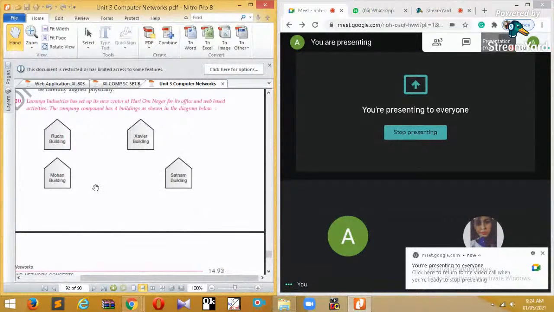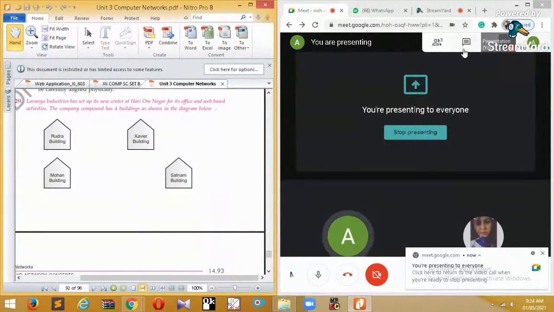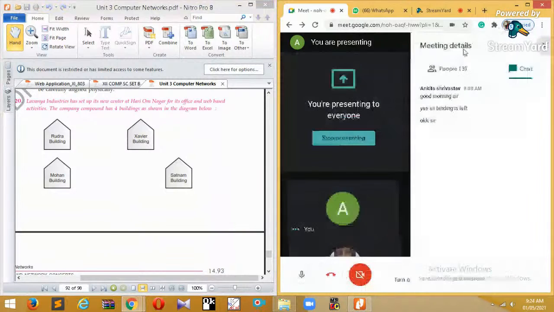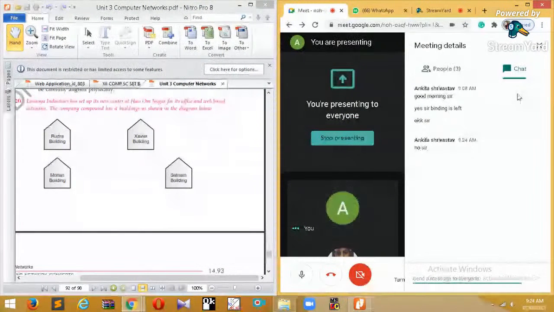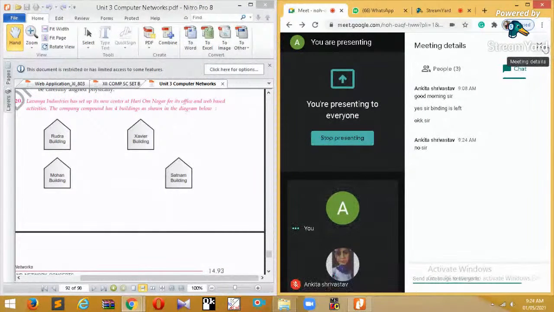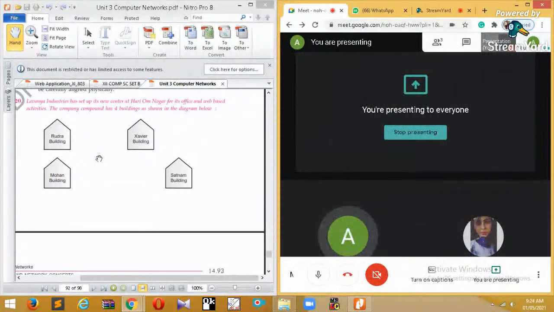So the question is that Lavanya Industries has set up the new center at Hariom Nagar for its office and web-based activities. The company compound has four buildings as shown in the diagram below. Any doubt, Ankita? Is there any doubt? So try to answer the questions.